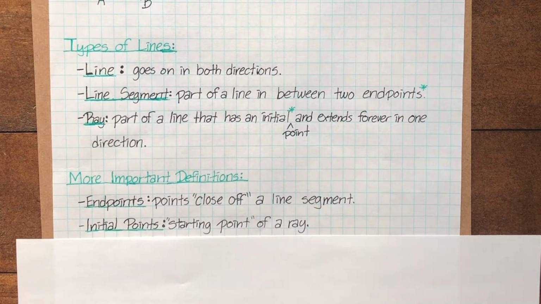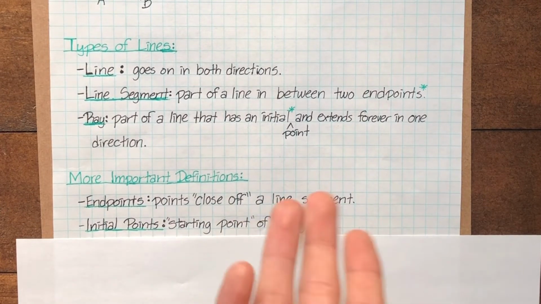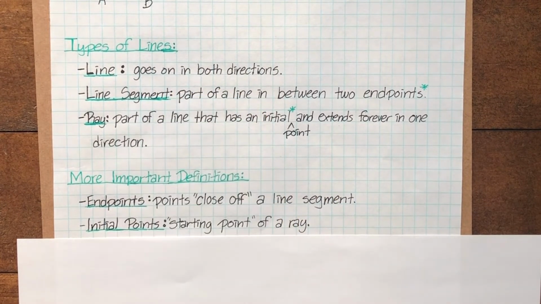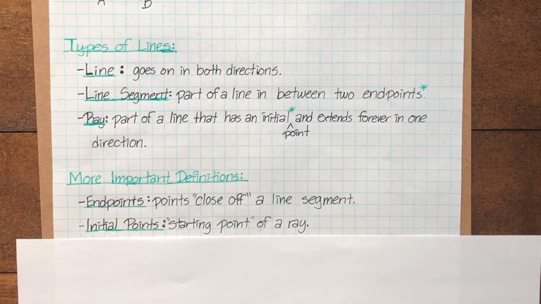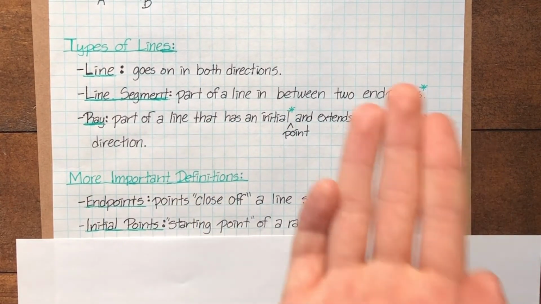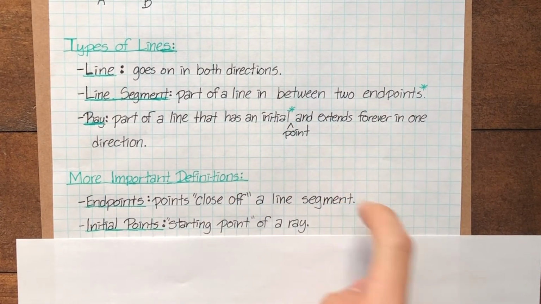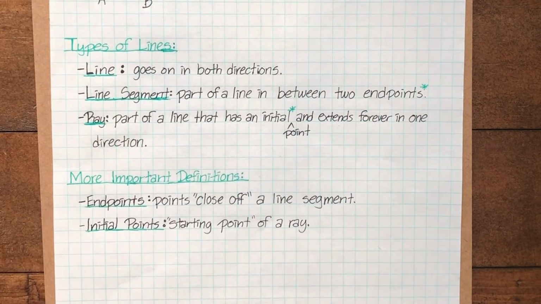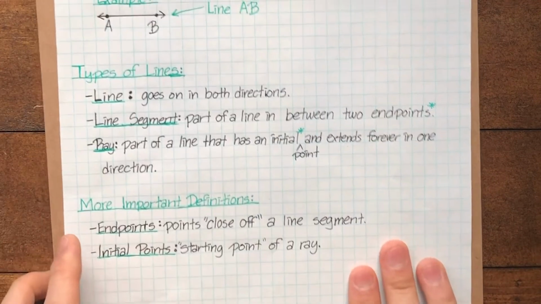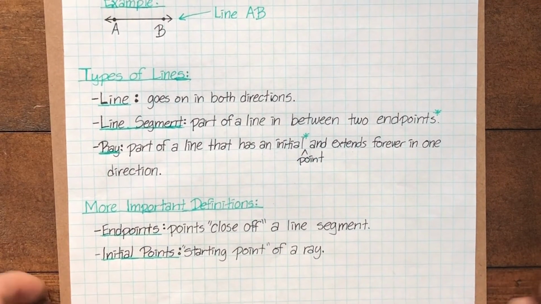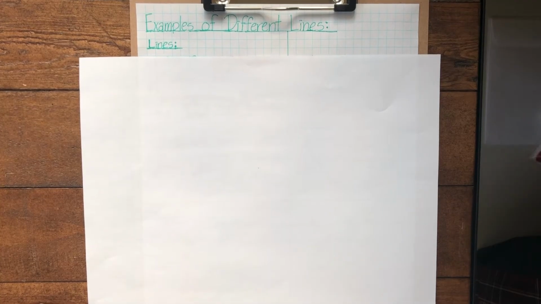And then initial point, well, the initial point in the case of a ray is like the starting point of the ray. I haven't shown you guys, so that may not make any sense, but I will come back to that and show you some examples of that. So now let's go on to some examples that I have prepared for the lines. So here we have some examples of different lines.